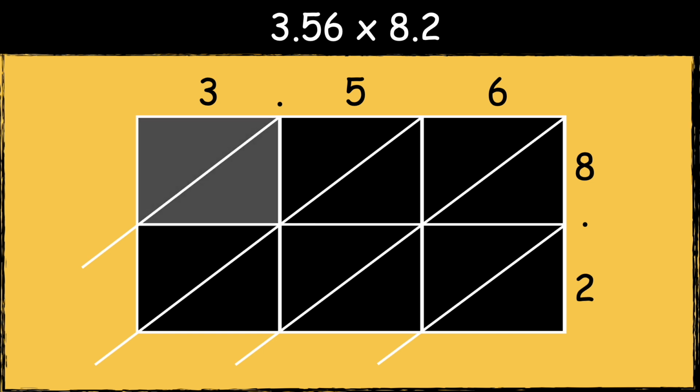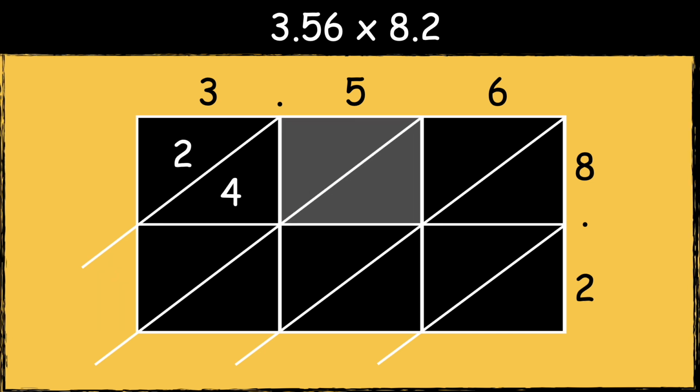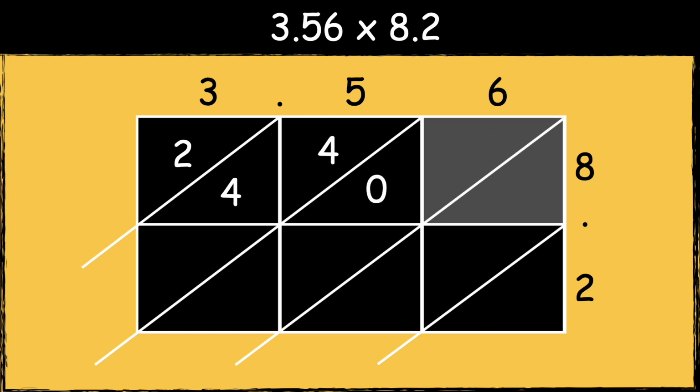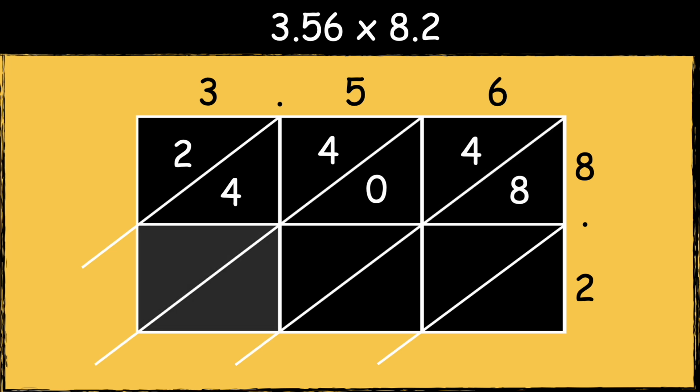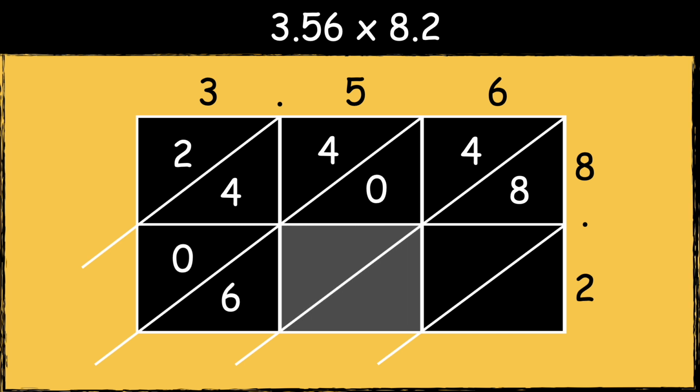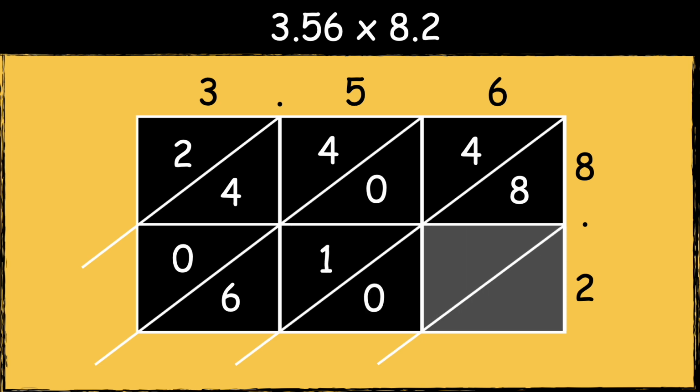3 times 8 is 24. 5 times 8 is 40. 6 times 8 is 48. 3 times 2 is 6. 5 times 2 is 10. And 6 times 2 is 12.